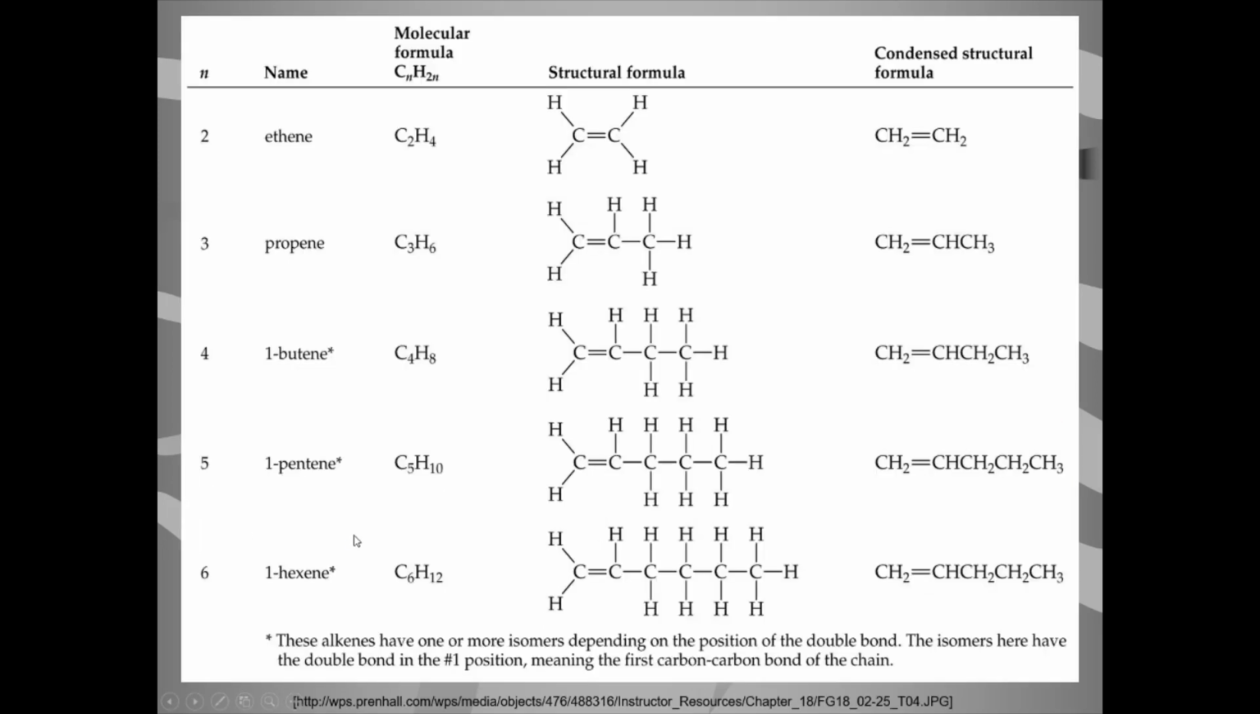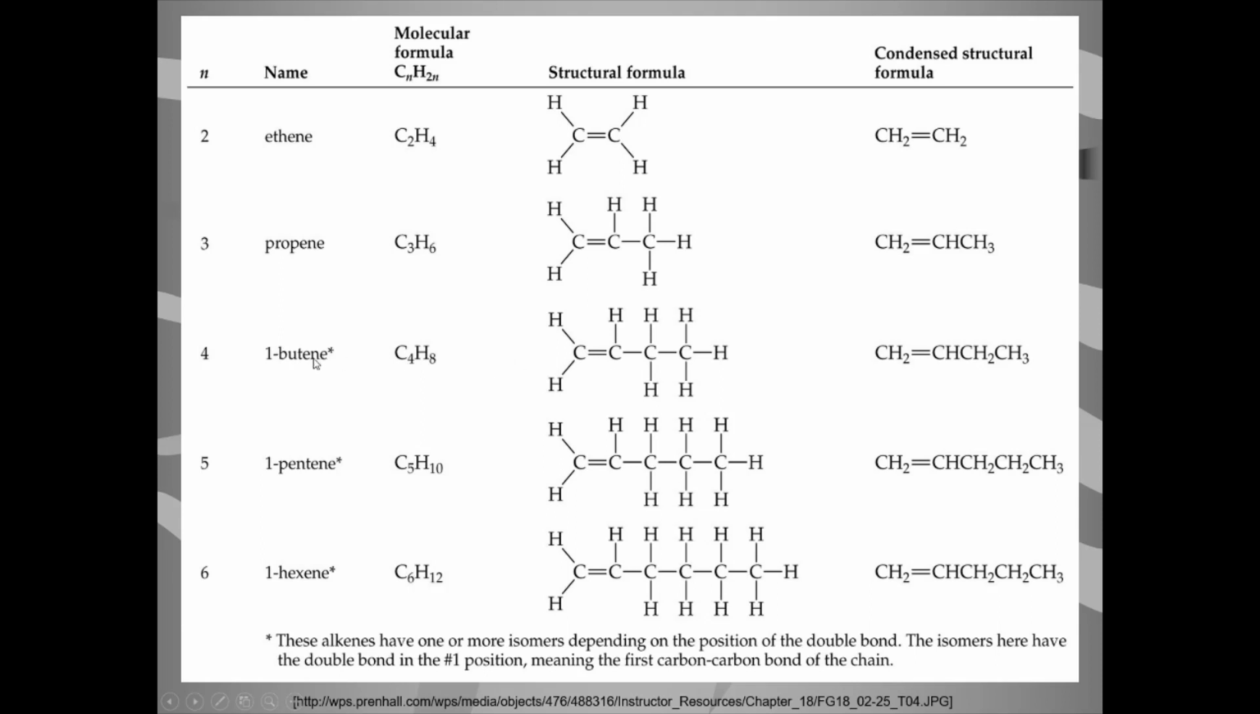All right, so here are some examples of the different hydrocarbons. 2 carbons gives us eth, but a double bond gives us ene, so ethene. 3 carbons gives us prop, and a double bond here gives us ene. It doesn't matter that there's a single bond here. As long as we have a double bond, that means we have a propene.